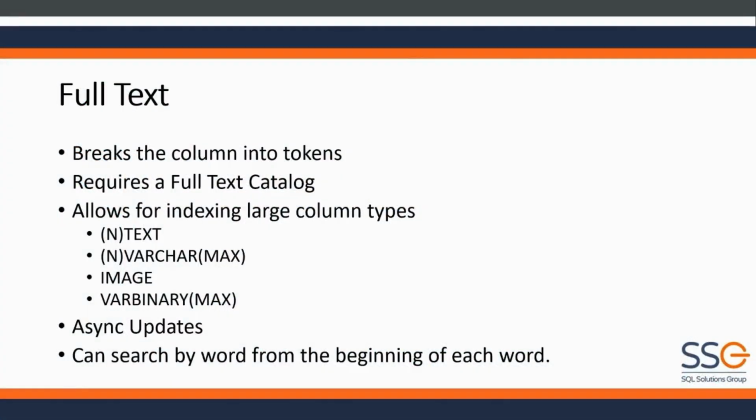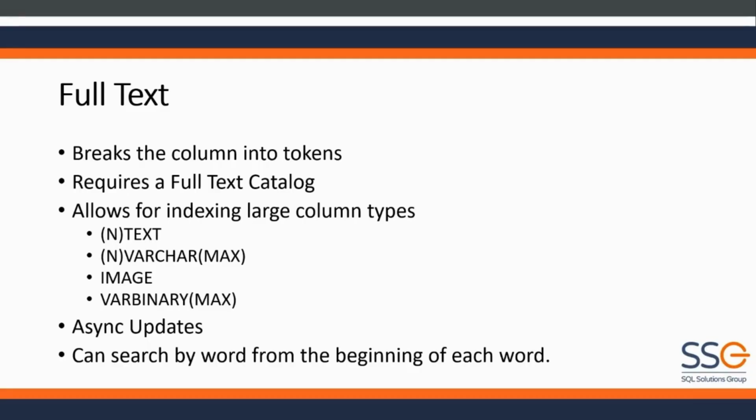Full text is its own beast. You have to create in your database a full text catalog, and that catalog contains full text indexes. But basically, what it allows you to do is to search text more efficiently than not having it. One thing it's also good at, it allows for indexing of these large types. You can't index a varchar max field traditionally. You have to do a full text index.